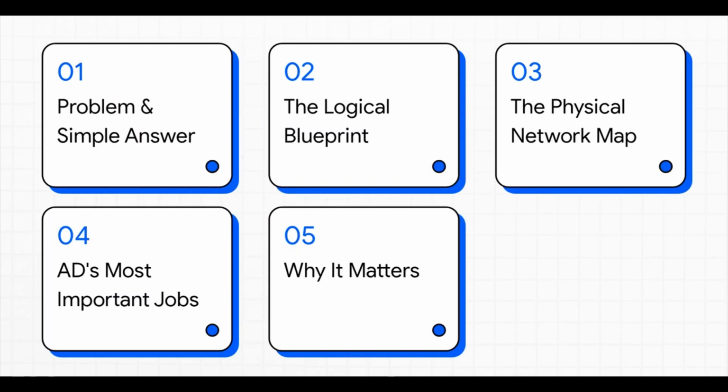All right, so here's our game plan. We've just talked about the big problem and the simple answer. Next up, we're going to dive into the logical blueprint, how AD organizes all this information. Then we'll see how that maps onto the physical network in the real world. After that, we'll get into AD's two most important jobs, and finally, we'll wrap up with why this is still an absolutely critical skill to have today.